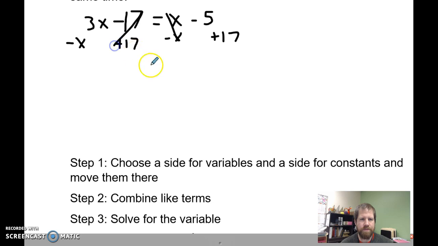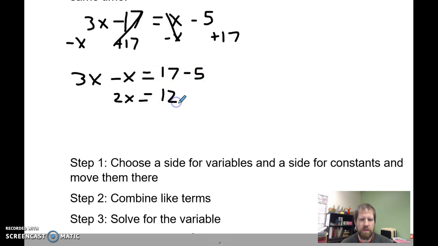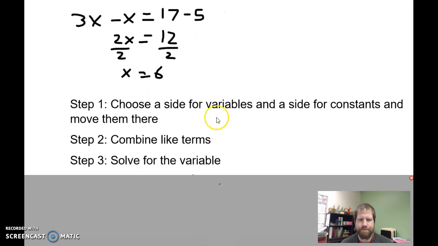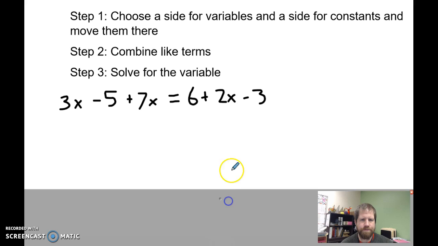These cancel, and I'm left with 3x minus x equals 17 minus 5. Combine your terms. 3x minus 1x is 2x. 17 minus 5 is 12. I've got my variable isolated. I'm going to simplify or solve, and x is going to be equal to 12 over 2 or 6.